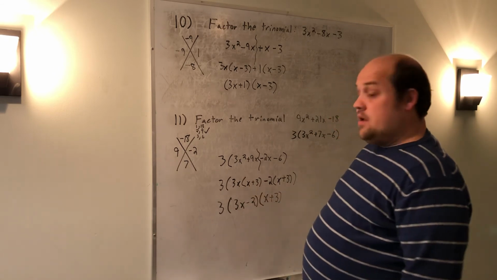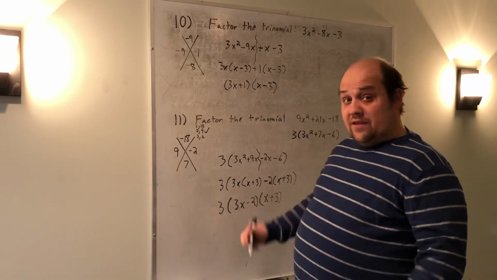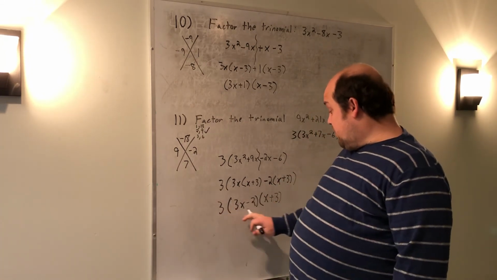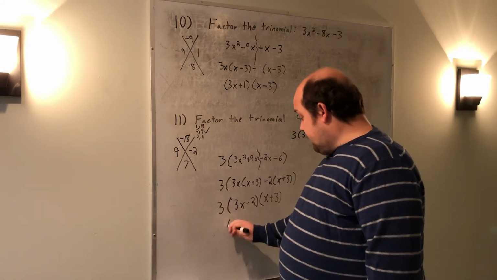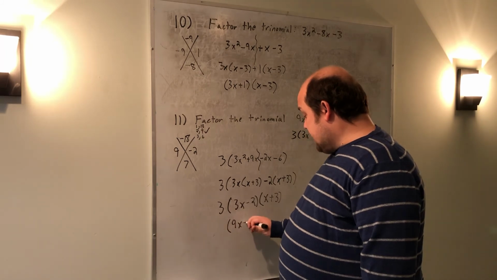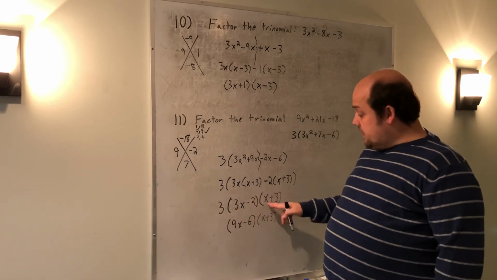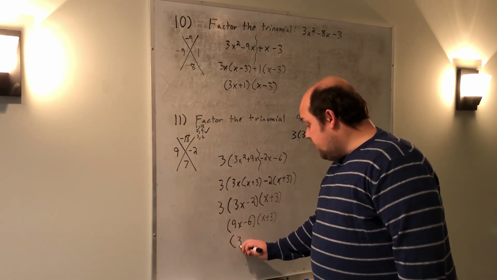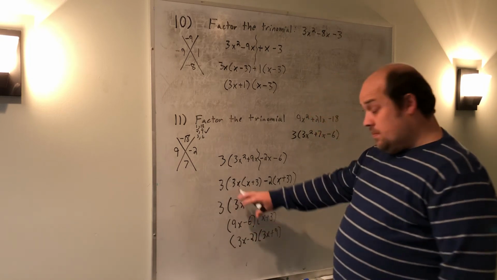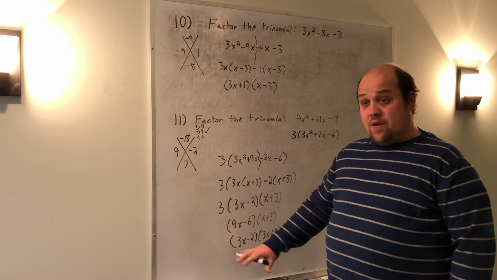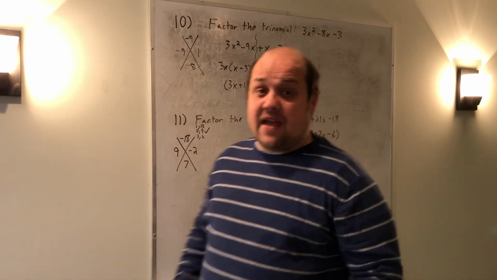If you didn't see that the 3 could come out right away, which is perfectly fine, you might end up with an answer where the 3 was multiplied by either of these two. So it could be that if you multiplied the 3 by the first one, you'd end up with 9x minus 6 times x plus 3. Or it could be if you multiplied the 3 to the second one, you'd end up with 3x minus 2 times 3x plus 9. Rest assured, these are all mathematically equivalent, and any of those 3 would be marked correct by Cengage if you gave that answer to this problem.